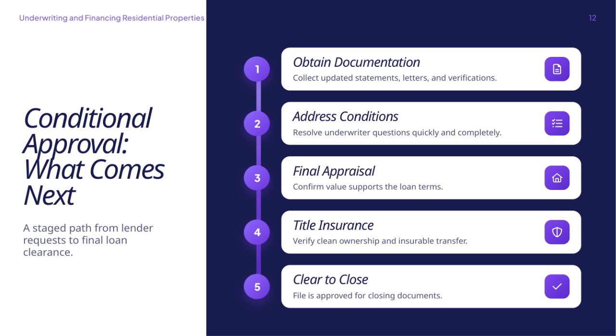After that, we deal with title insurance. This involves verifying clean ownership and making sure the transfer is insurable, which protects all parties involved. Finally, once all these steps are complete, we reach clear to close. This means the file is approved and ready for the closing documents to be prepared and signed. These stages are crucial for underwriting and financing residential properties, ensuring everything is in order before the loan closes.